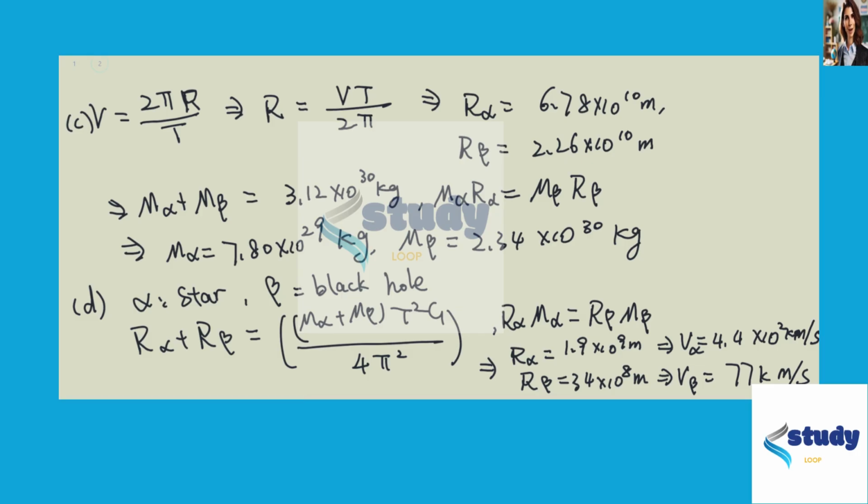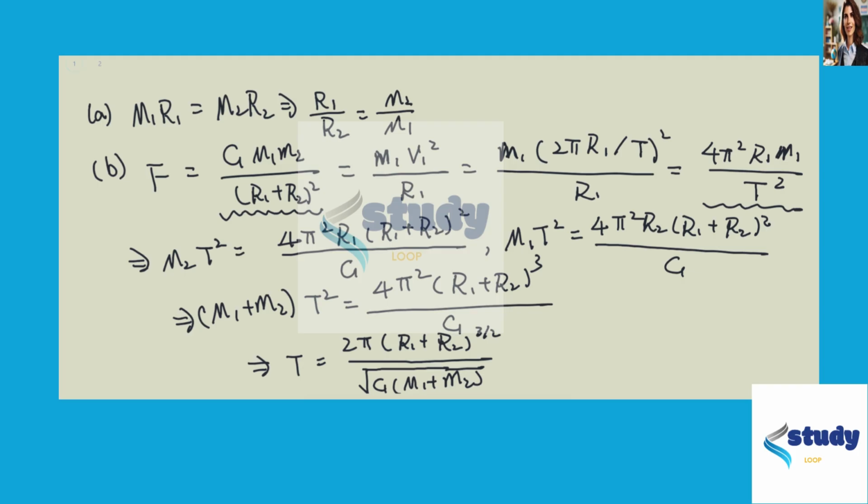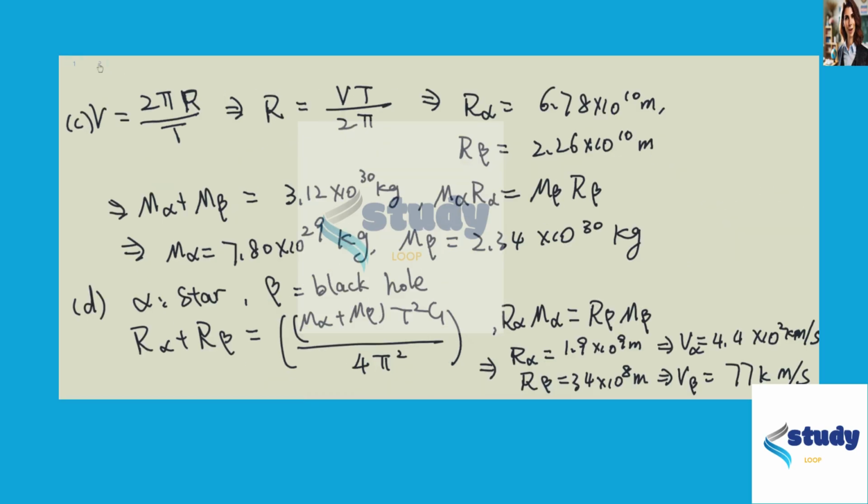For the last question, let's suppose we can still use the equations above. Let's suppose alpha stands for the star and beta stands for the black hole. So again, we use this equation. Now we know the total mass and we know the period of them. We can find that the distance between the black hole and the star is equal to this expression.